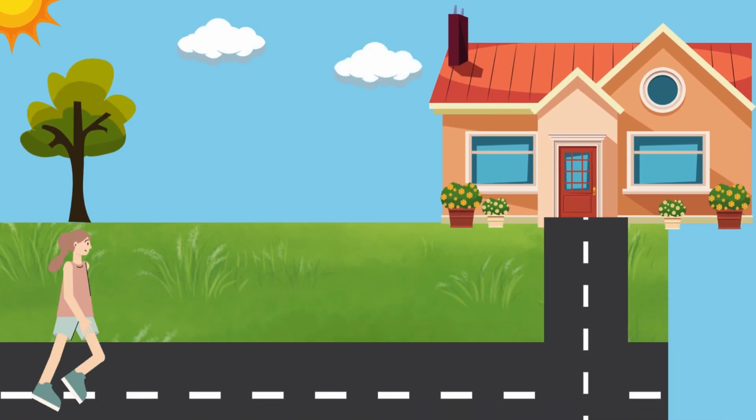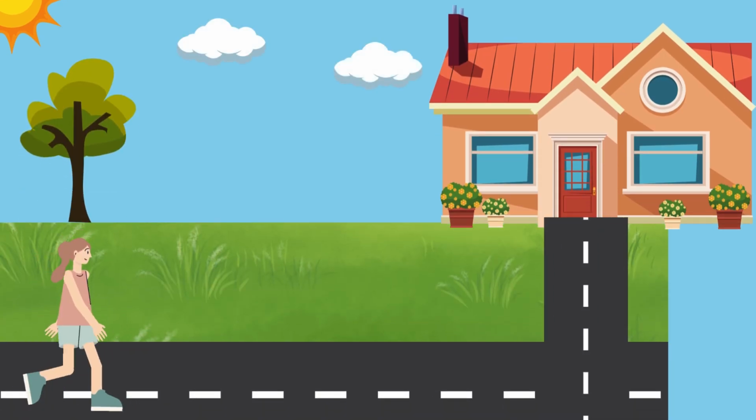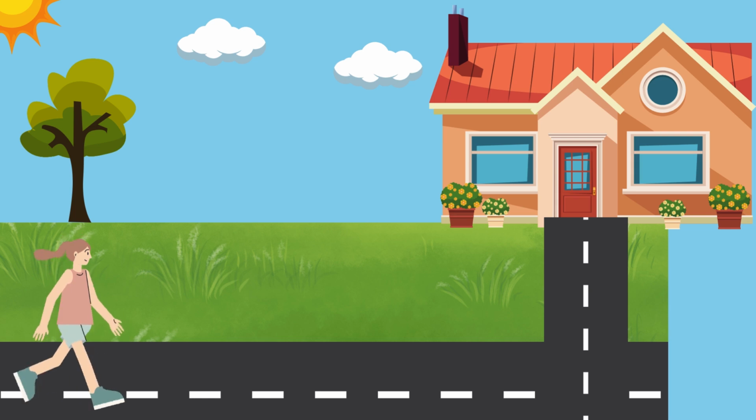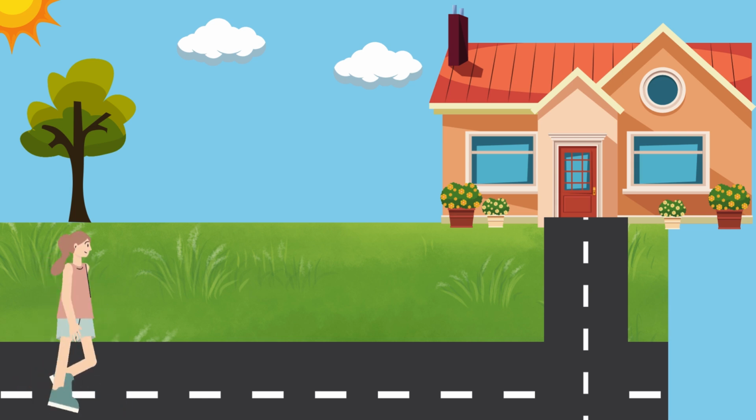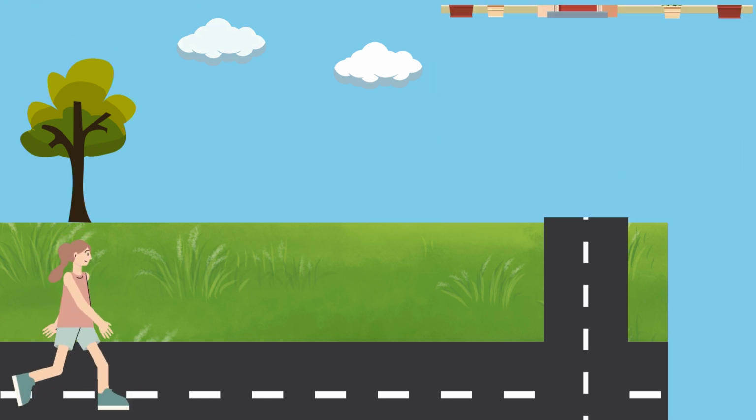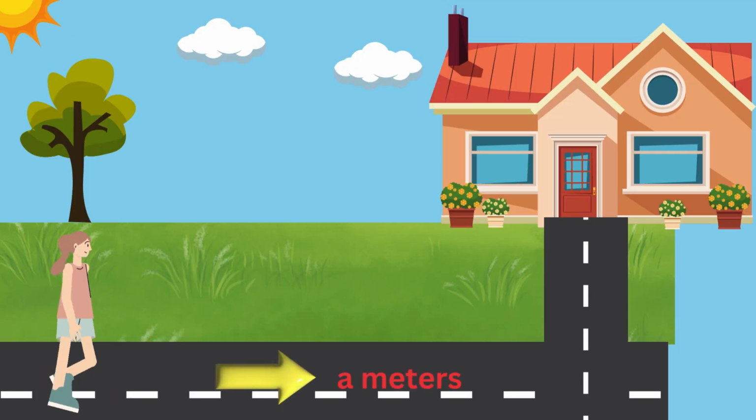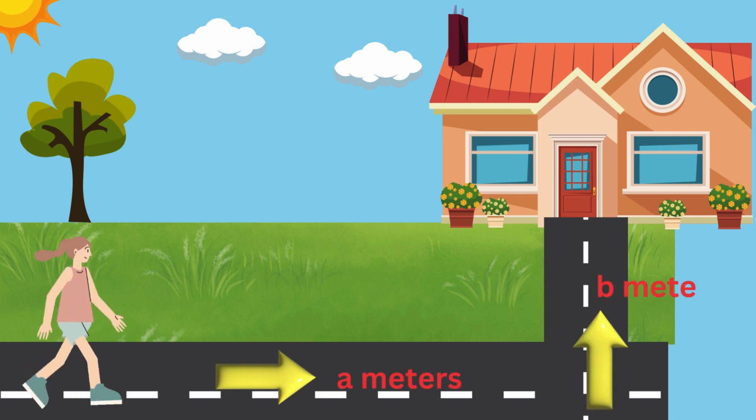Imagine a girl named Emma walking home from school. Her house is at the corner of a park, and usually she takes the sidewalk, first walking A meters east and then turning left to walk B meters north to reach her house.